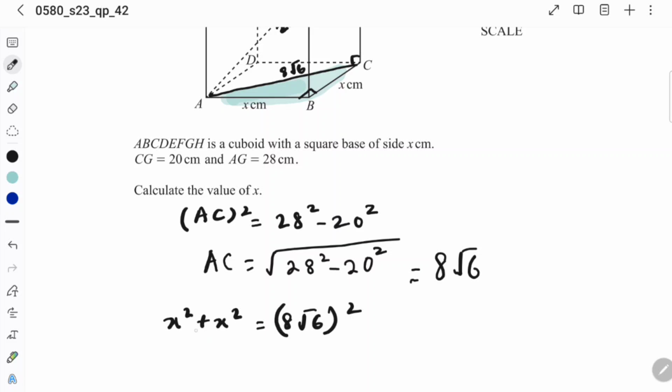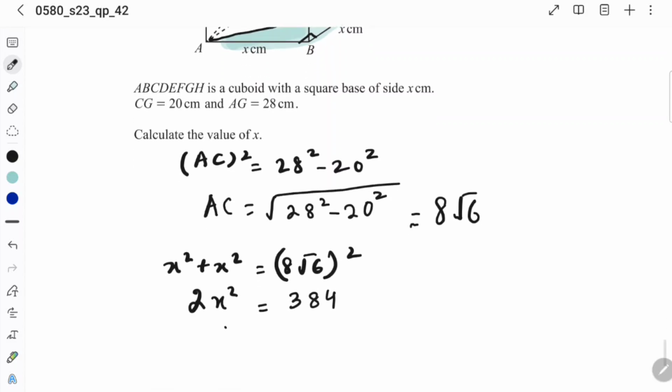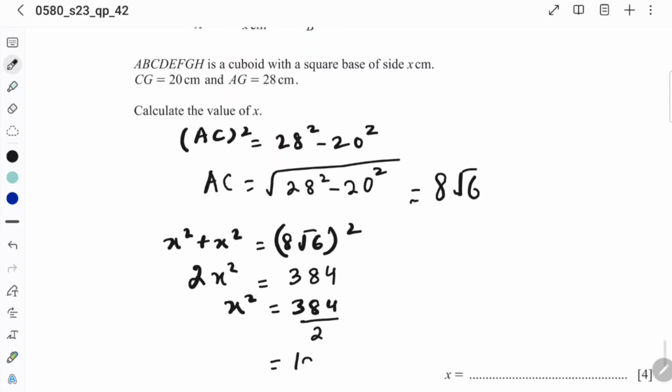Now whenever we find out that 2x square is equal to 384, whenever you do (8 square root 6) whole square, it is 64 times 6. Because 8 square is 64, and 64 times 6 is 384. So x square is equal to 384 divided by 2, which is equal to 192. So x square is 192. Take out the square root of 192, that is the answer.